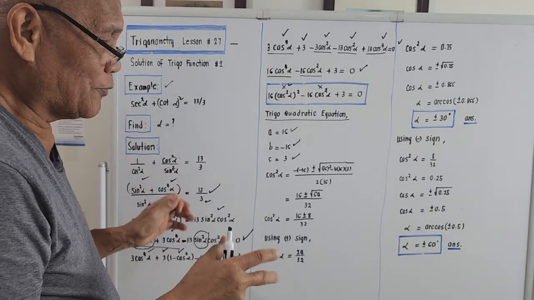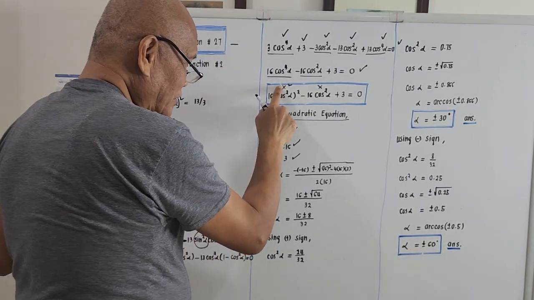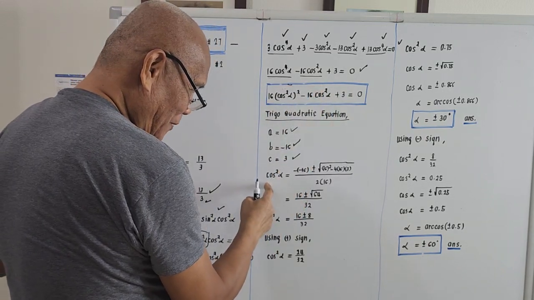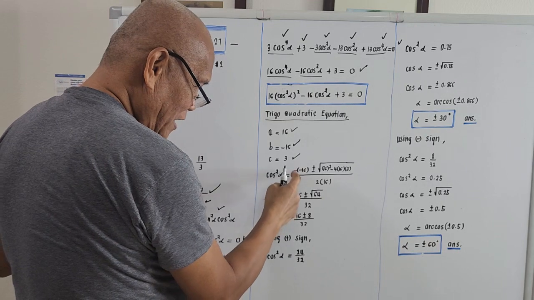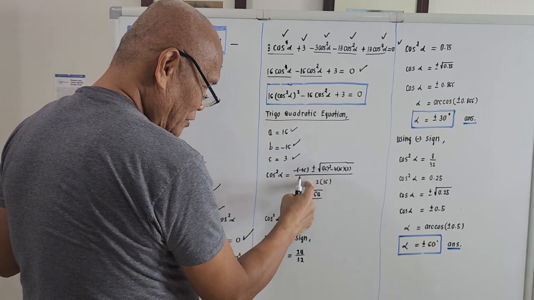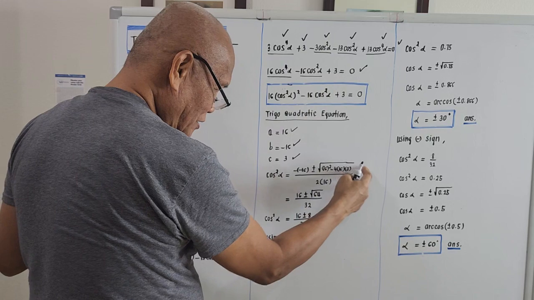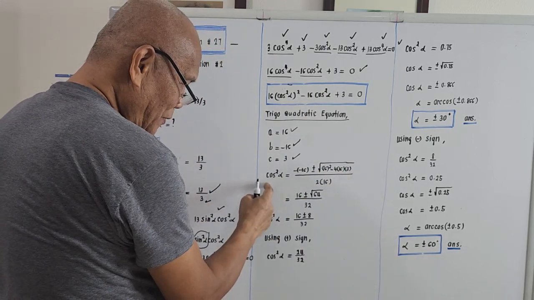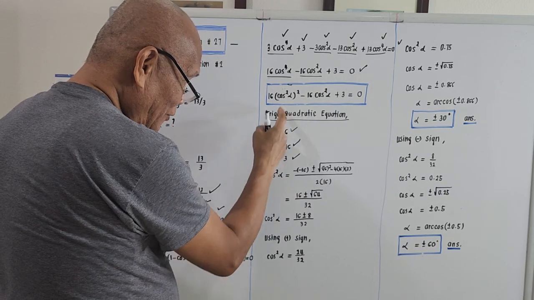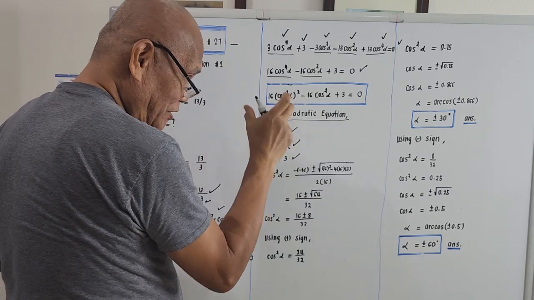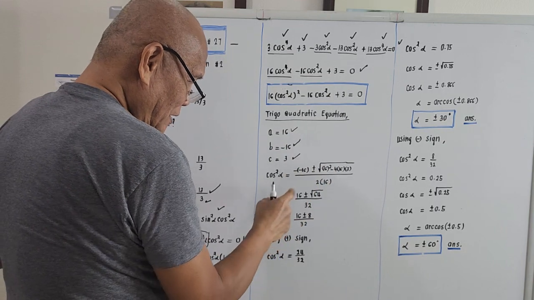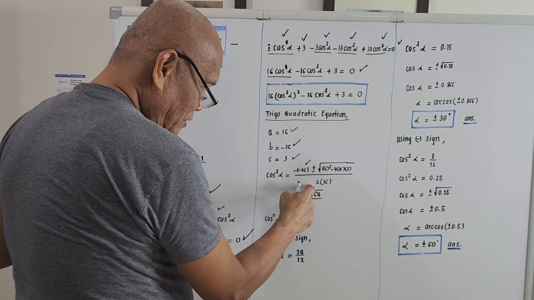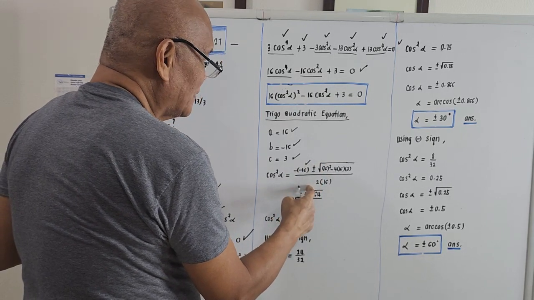So solving for the unknown now, it is not x. It should be cosine square of alpha. Cosine square of alpha is equal to negative b plus or minus the square root of b squared minus 4ac all over 2a. Substituting values, we are solving for cosine square of alpha. It is not x. It's a trigonometric equation. It's a negative open quantity, negative 16, plus or minus. This should be b squared.